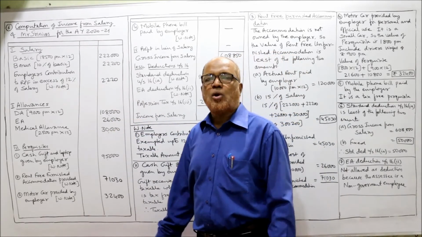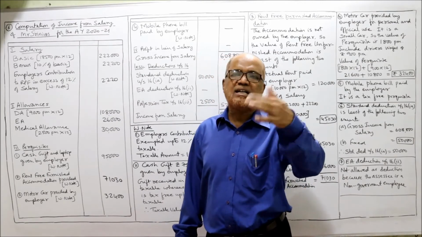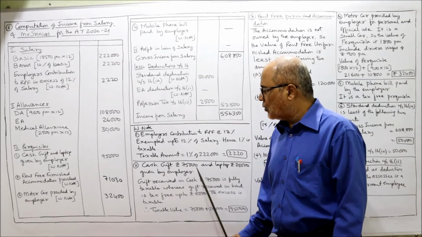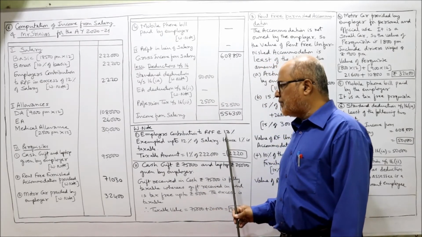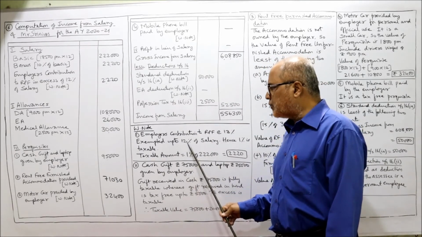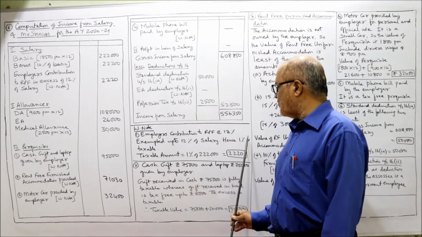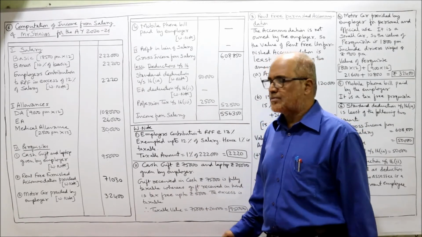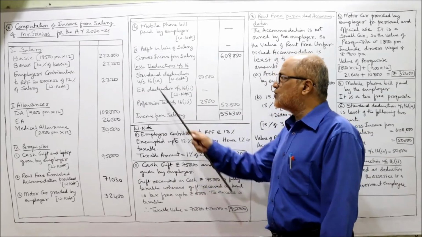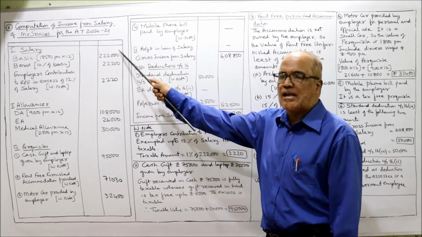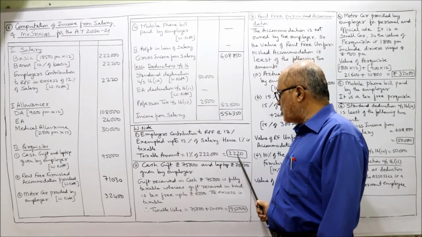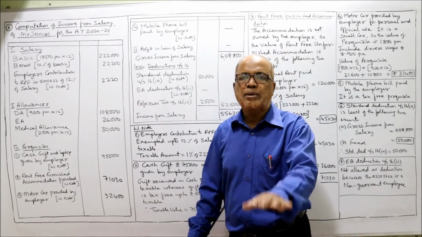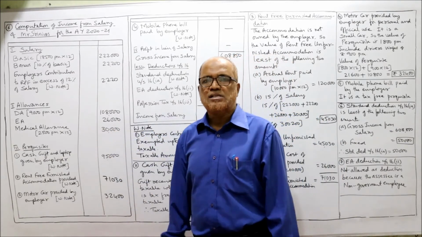Now the employer's contribution to RPF in excess of 12% of salary, that I'll give in the working note. The employer's contribution to RPF is 13%, exempted up to 12% of salary. Hence 1% is taxable. So 1% of salary is taxable. The taxable amount is 1% of 2,22,000 basic salary, that is 2,220. That's all. Salary items completed. Now I am coming to allowances.